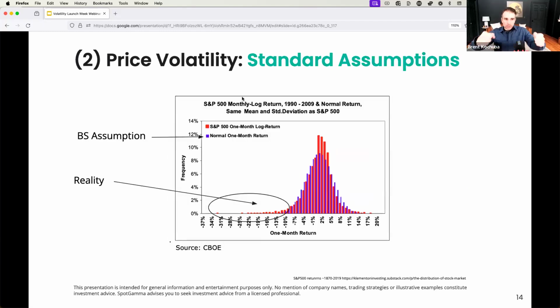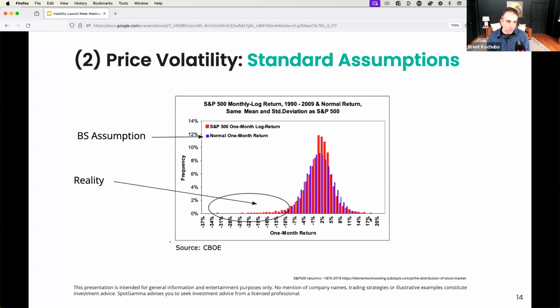Now, if you open up the hood of Black-Scholes and look inside, there are a couple of different assumptions. The one that we're really going to focus on here is this idea of S&P 500 returns. The Black-Scholes assumption is that stock prices are log normal, or have what some like to say is a normal distribution. A normal distribution, for those of you, I'm sure most of you are aware, looks like a bell-shaped curve. You can see that here in the blue. This is actually a screenshot from the CBOE Skew Index white paper, and you can see this purple line here. It's a bell-shaped curve, right?